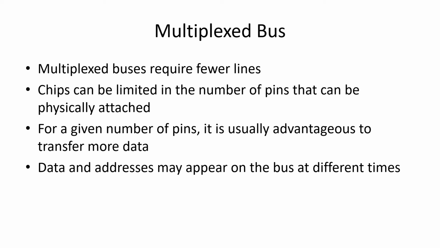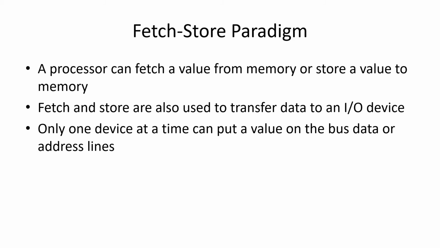Multiplex buses require fewer wires, and therefore fewer connections to the CPU chip. For a given number of pins, it's usually advantageous to be able to transfer more data. So you want more pins. So a multiplex bus might do that, but then again, multiplex buses may take longer because you have to share the wires.